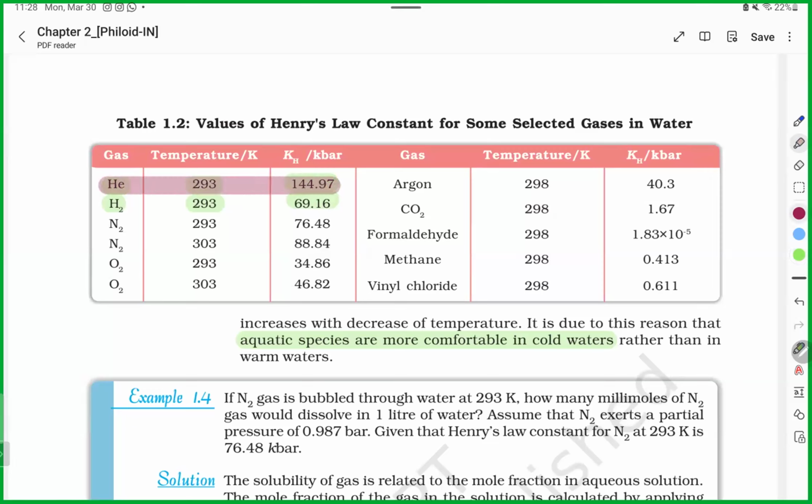helium. Why? Because in the case of helium, it is not reactive, and formaldehyde is easily soluble because of the hydrogen bond also. Correct. This comparison is for the temperature. If you increase the temperature from 293 to 303, KH value increases, so solubility decreases. Correct. By increasing temperature, KH value increases, solubility decreases. Right.